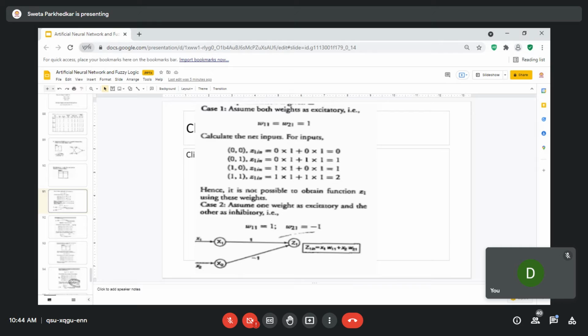Now for the first case we'll assume W11 from X1 to Z1, and from X2 to Z1 it is W21. So for the first case we'll assume W11 as 1 and W21 as 1. ठीक है. And then we'll calculate the net input. Do till here for the case 1.